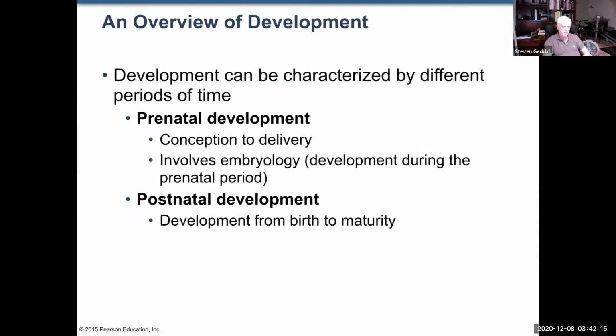Okay. Prenatal development is from conception to delivery. That's prenatal. Embryology is the development of all your organs in your body during the prenatal period. Postnatal development is development from birth to maturity.